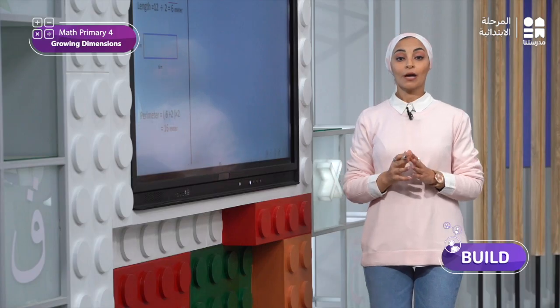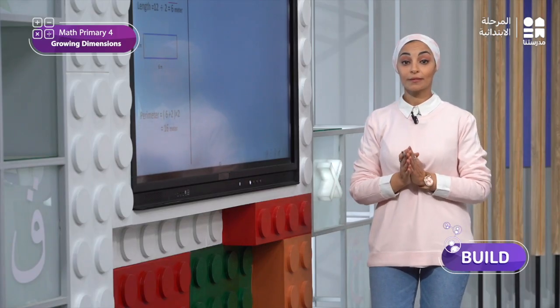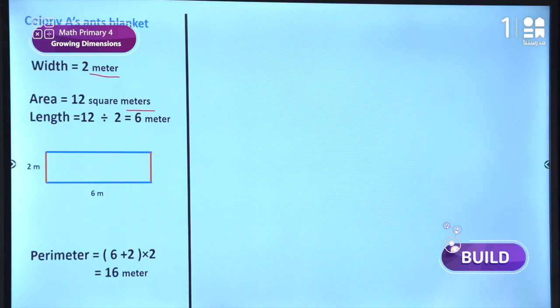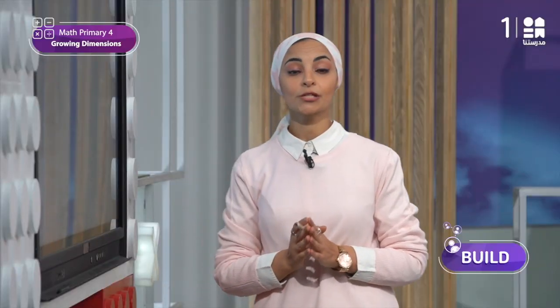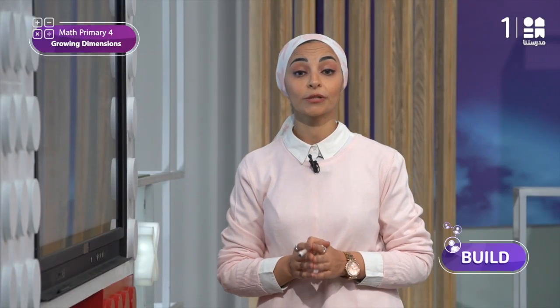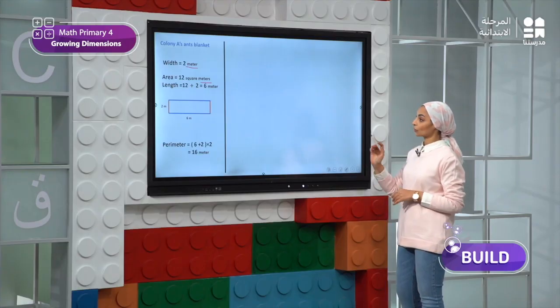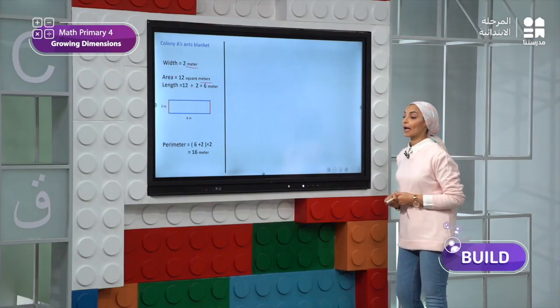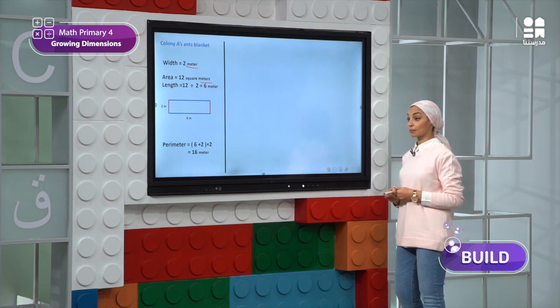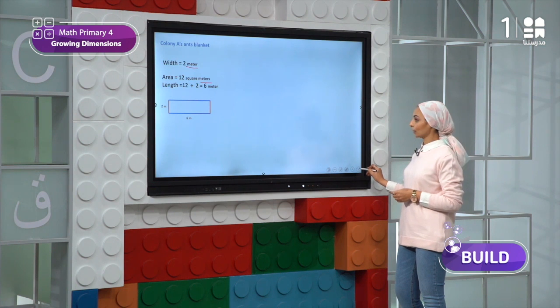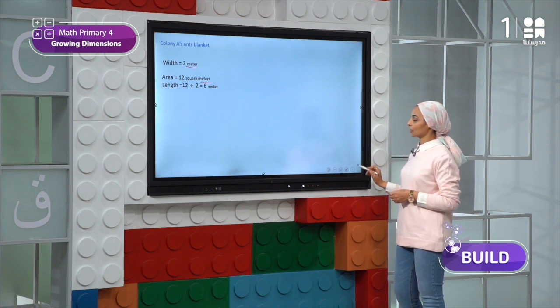I think that you all know that the blanket has a rectangular shape. Of course it is very clear that it is a rectangular shape. And then we need to know this length and width in order to draw it. Before I draw it, I must know my length and width. In our problem the width is 2 meters and the area is 12 square meters, or meter squared. So here I have only the width and the area as you see here.